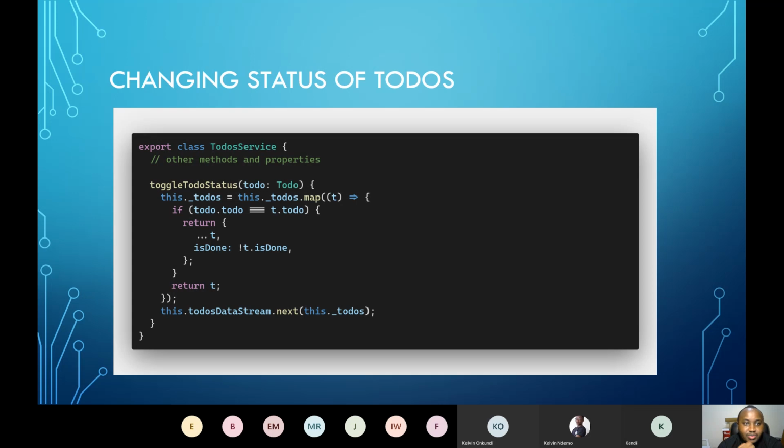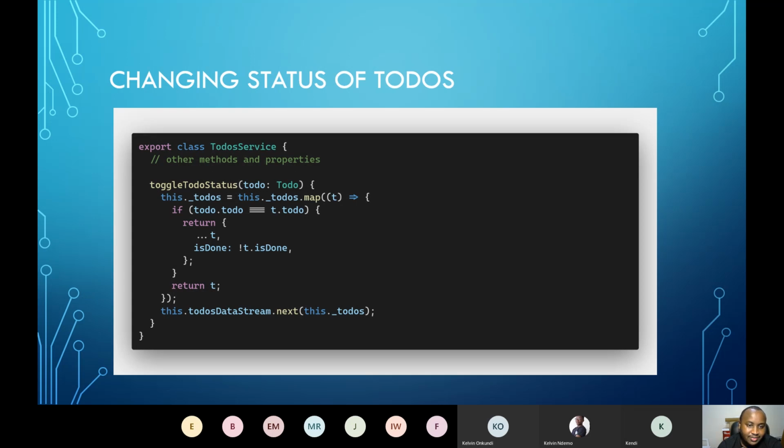Something else that's quite important with to-dos is changing the status so that you can toggle whether it's done or not done. To achieve this, I added a toggle to-do status method, in which case I pass the to-do that you want to change.